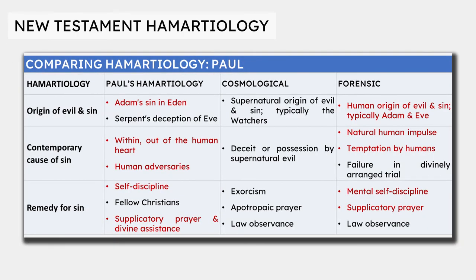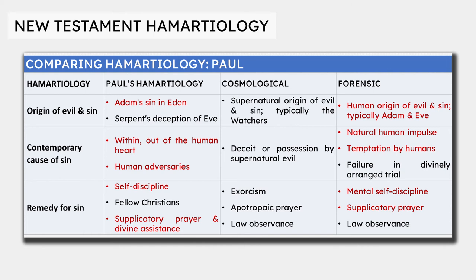Now we're in a position to compare the hamartiology of Paul to the hamartiology of cosmological dualism and forensic dualism. Let's see what we find. In Paul's hamartiology, the origin of evil and sin is Adam's sin in Eden, Romans 5:12, 1 Corinthians 15:21-22. He also cites the serpent's deception of Eve in 2 Corinthians 11:3 as a possible contributing factor to Adam's sin.